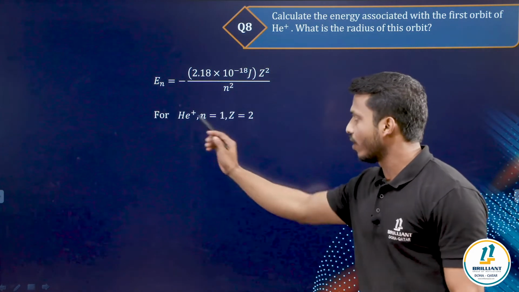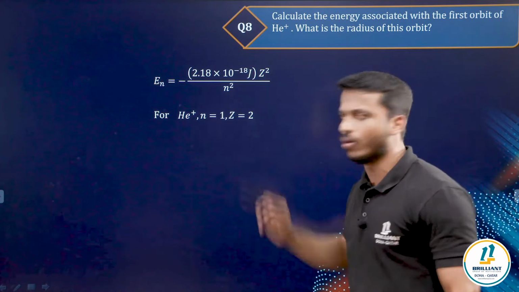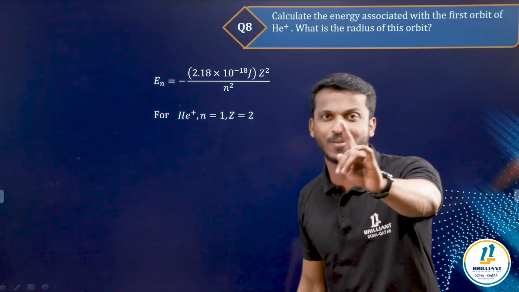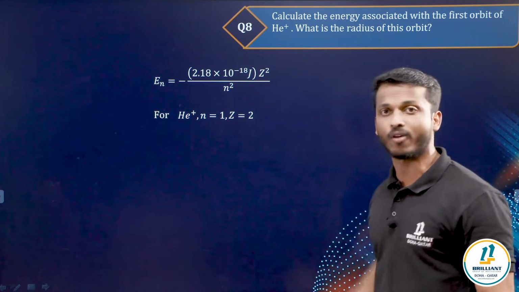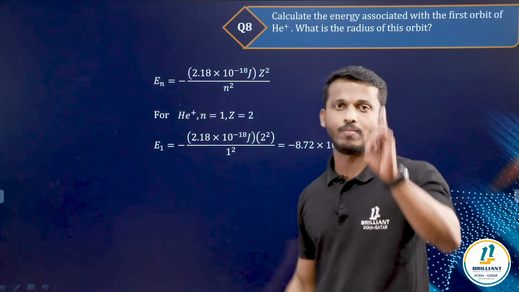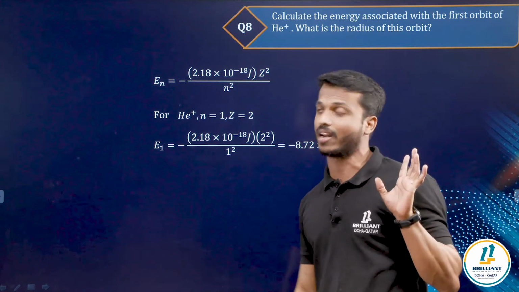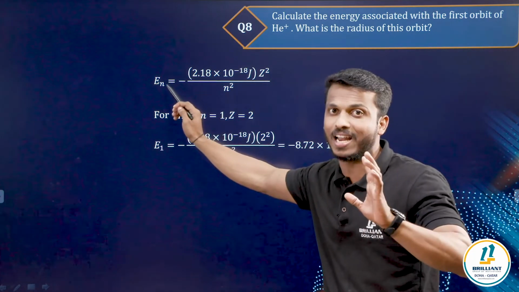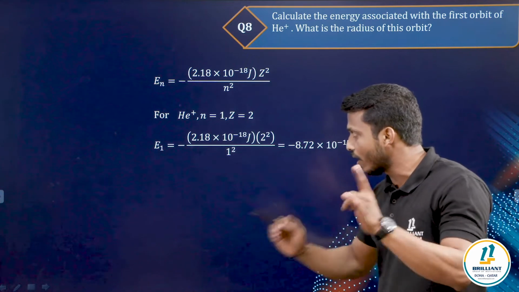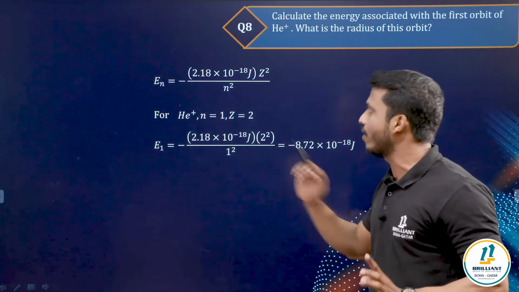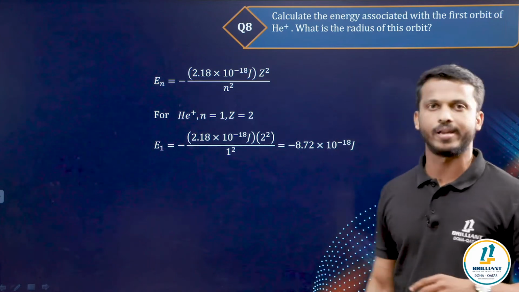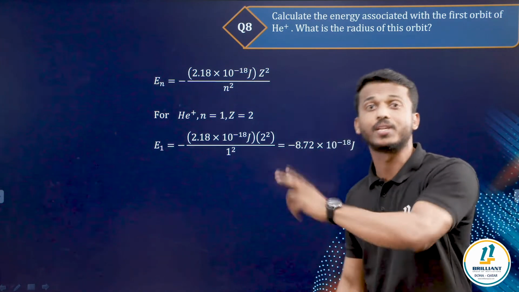So dear all, for helium, what is the N value? The level they are asking is the first orbit. Therefore, N value is equal to 1, and Z is equal to 2. Let us substitute for E1, the first energy level. The first orbit energy is minus 2.18 into 10 to the power minus 18 times 2 square divided by 1 square. That's around minus 8.7 into 10 to the power minus 18 joule. This is the energy equation.